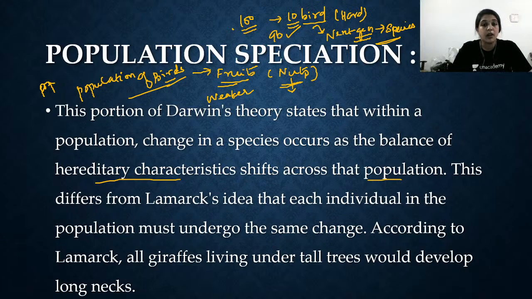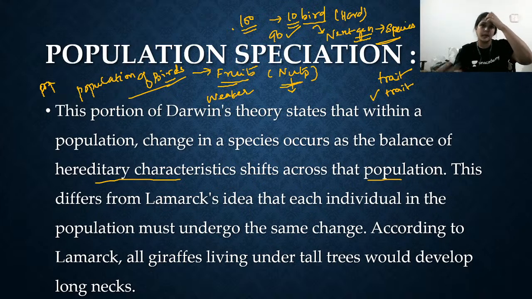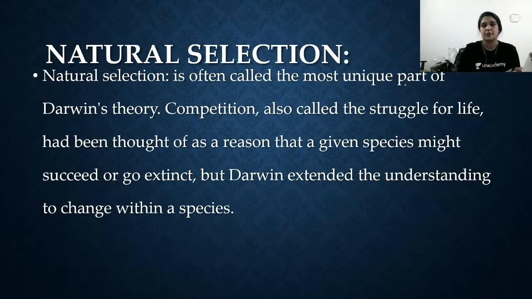But according to Lamarck, all giraffes would develop long necks. But Darwin is saying it is not that everybody will create a specific characteristic that makes them survive. Only the ones who have the characteristic are surviving. It is not that you create a particular trait to survive. The only one who already has the trait can survive. For example, it's not like you come to the examination and you get the pen. Only if you have the pen, you can write the examination. That is the difference between these two.